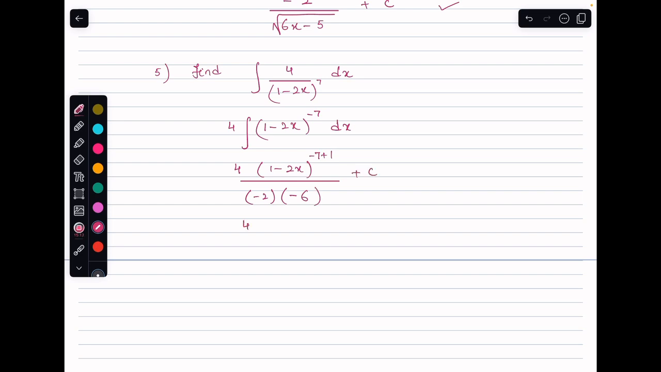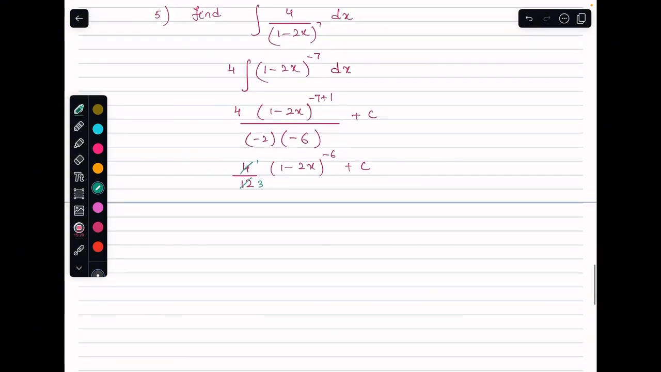So this here becomes 4 divided by negative 2 times negative 6, which gives me a 12. And then here it's 1 minus 2x to the power negative 6 plus c. Solving 4 and 12, that gives me 1 by 3. So I should say that this answer is going to be 1 by 3, 1 minus 2x to the power 6, and then plus c. So this is then going to be the answer to this question.